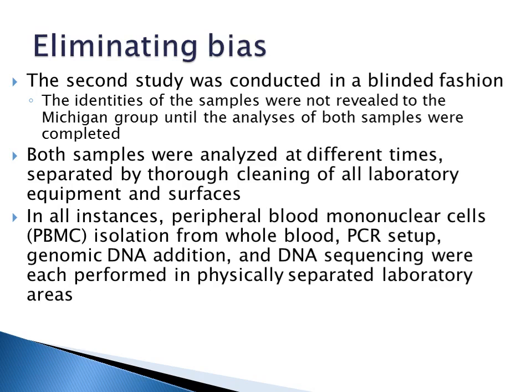In order to eliminate bias, the second study was conducted in a blinded fashion, so the identities of the samples were not revealed to the Michigan group until the analyses of both samples were completed. Both samples were analyzed at different times, separated by thorough cleaning of all laboratory equipment and surfaces, and in all instances, peripheral blood mononuclear cells were isolated from whole blood, the PCR was set up, and genomic DNA and DNA sequencing were each performed in physically separate laboratory areas.